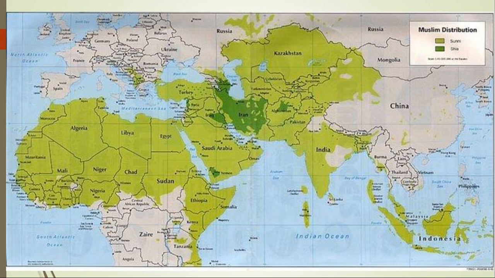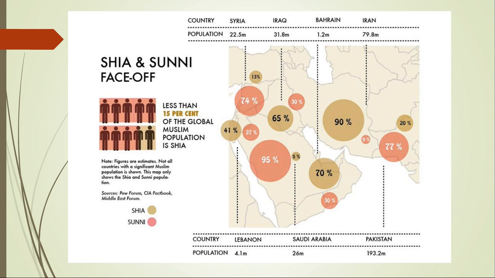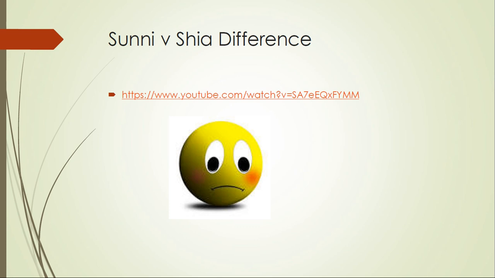Okay, we have this distribution in another picture to look at. You can see the dark green is the Shia as compared to the rest of the world. You can see that. Right, Shia and Sunni, we have less than 50% of the Muslim population being Shia. So I want you to look at this about Sunni and Shia differences.